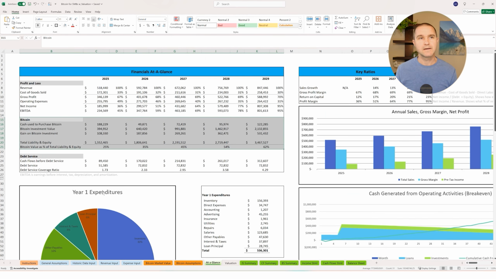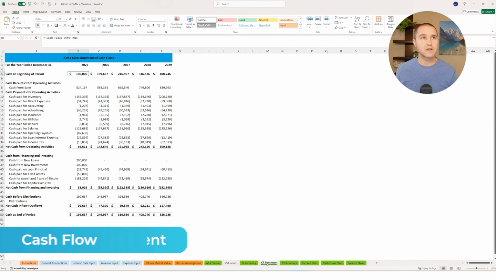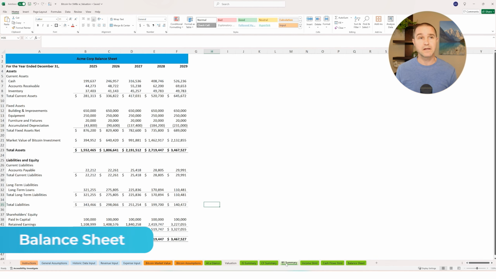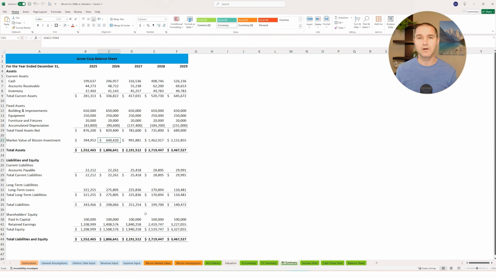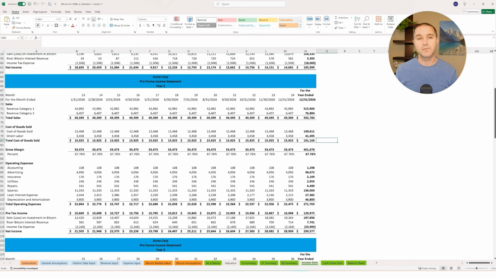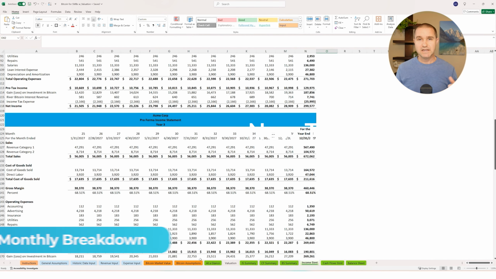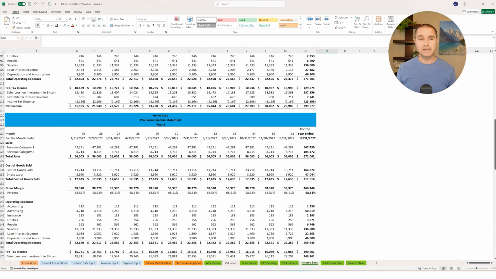It has some graphs and charts, like Bitcoin value to total liability and equity, that would be useful there. It's also going to have a 5-year income statement summary, a 5-year cash flow summary, and a 5-year balance sheet summary, again with Bitcoin on the balance sheet at the fair market value under the new FASB regulations that would be coming out in 2025, and then an income statement, cash flow statement, and balance sheet all broken down by month for each of the 5 years. So that's the output of the financial model.